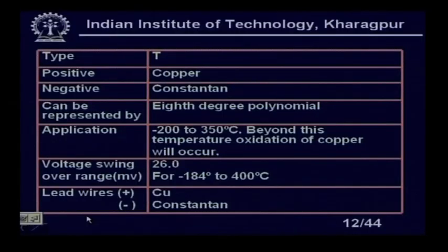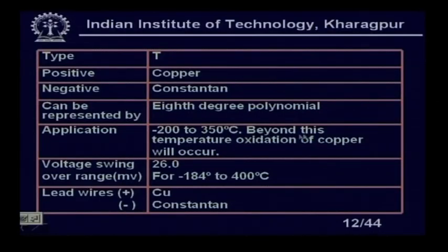You see this is a T type thermocouple, also quite widely used. This is copper constantan, and copper is positive, constantan is negative, that means if you connect a voltmeter, the positive side of the voltmeter should connect to the copper and the negative side will connect to the constantan. This can be represented by an 8 degree polynomial, application minus 200 to 350 degrees. Beyond this temperature oxidation of the copper will occur, and if the copper is oxidized, your entire calibration will be no more valid. So you cannot use it beyond 350 degrees centigrade, which we do not need to, because there are many other thermocouples which can be used.